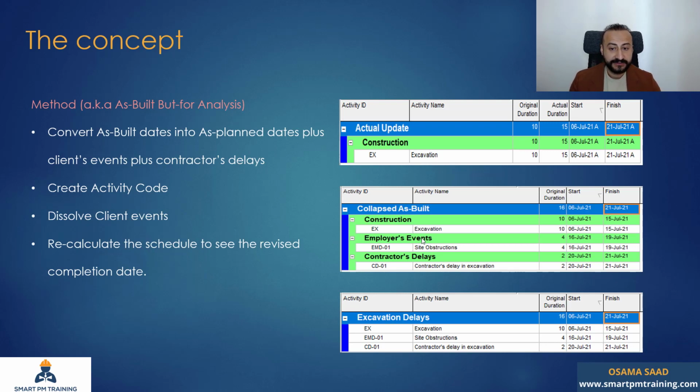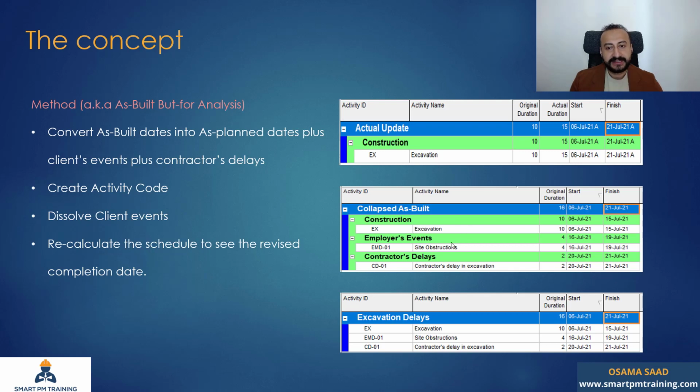You can add activity codes. So for each new activity that I added, I can code it under employer's delay or contractor's delay. I can also code it under a specific category like excavation delay, because maybe sometimes later on I want to have another presentation of different categories. So I'm going to see all excavation, concrete, finishes, delays listed out for me. So that's one way to look at it.